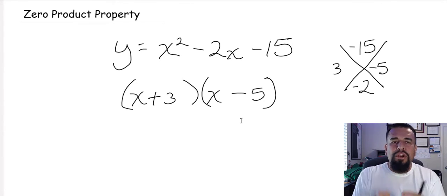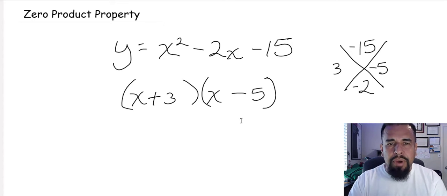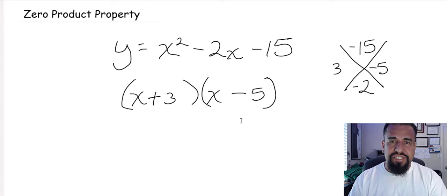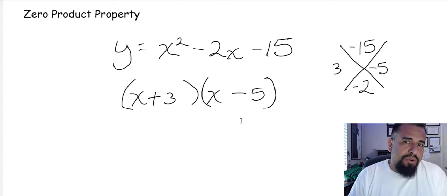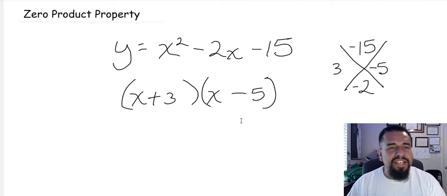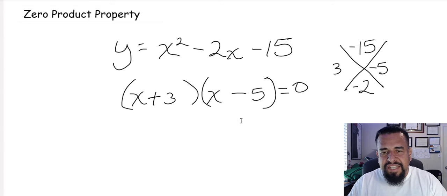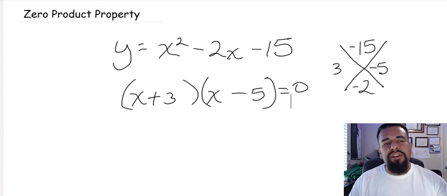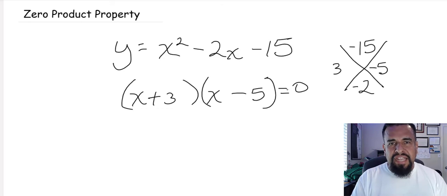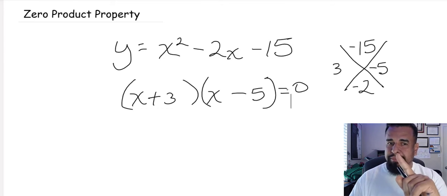But now, what we're going to use is the zero product property. The reason you want to do this is because you want to find the x-intercepts, where the parabola is going to cross, so that it'll help you graph it a lot easier without having to create a table. All right, so let's take a look here. We're going to set this whole thing equal to 0. Now, the zero product property states that at least one of your factors has to be zero.